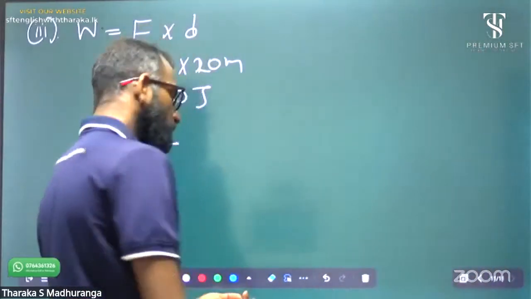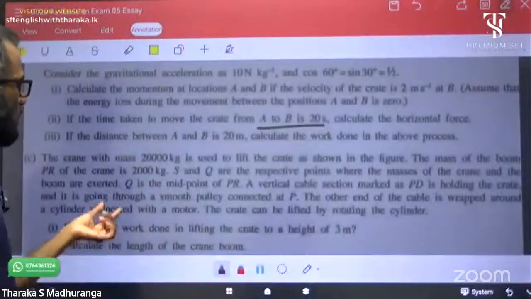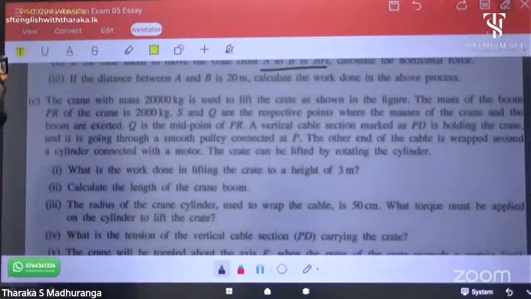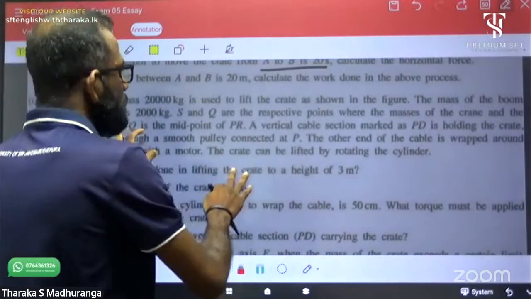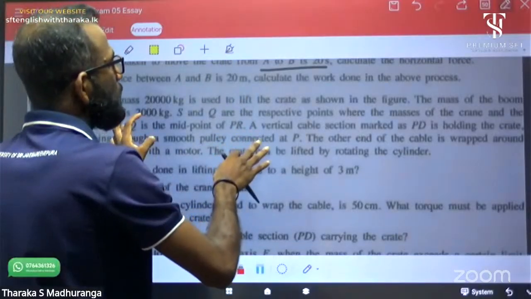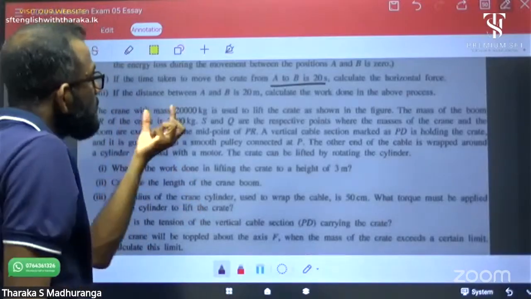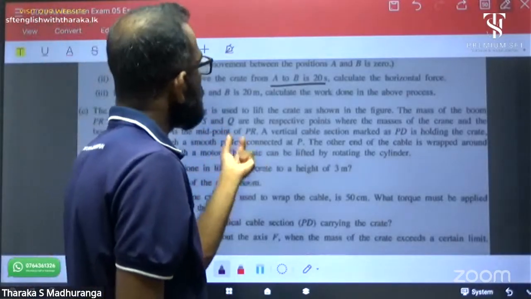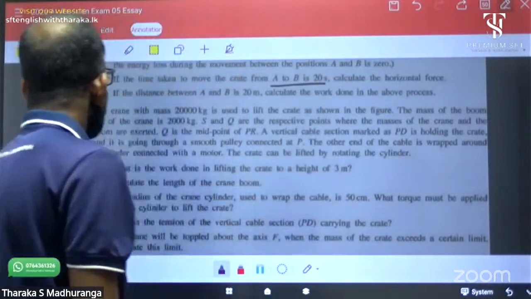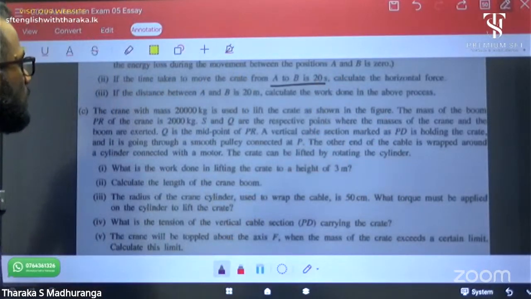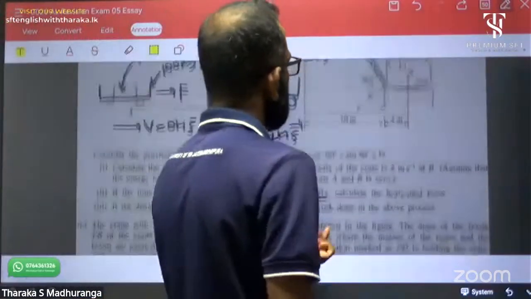Okay, let's move into part C. C is the most important part. The crane with mass 20,000 kilograms is used to lift the crate as shown in the figure. The mass of the boom PR of the crane is 2000. That means the boom mass is 2000.